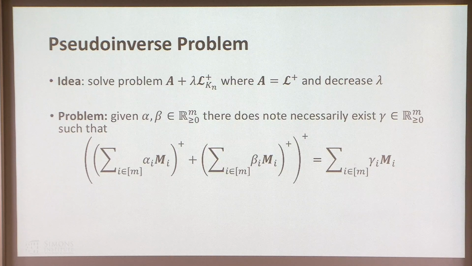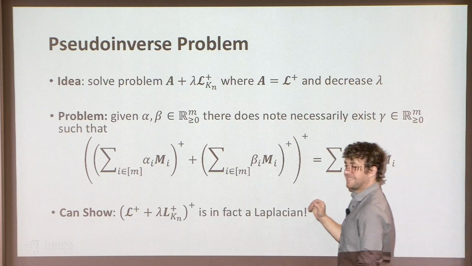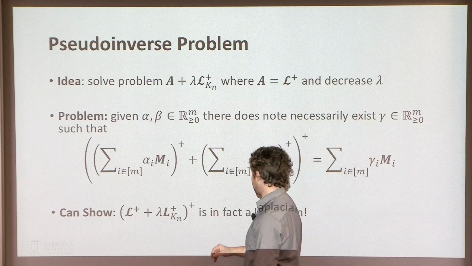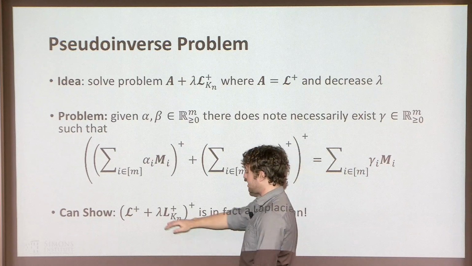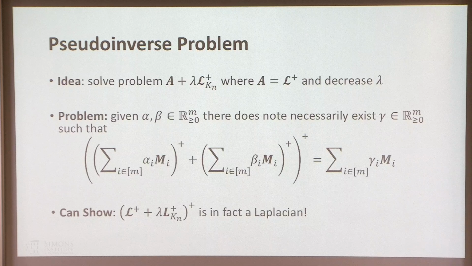Turns out we can prove this fact just is true for Laplacians. So it turns out if you take the pseudoinverse of a Laplacian, add a multiple of the pseudoinverse of the complete graph, and take its pseudoinverse, that's still a Laplacian. So you can just work with that. It's a fun fact. I haven't seen it somewhere.